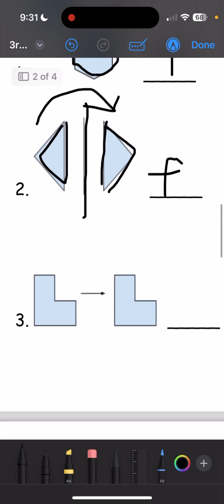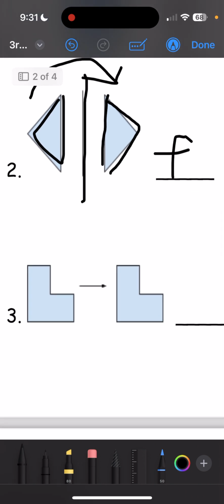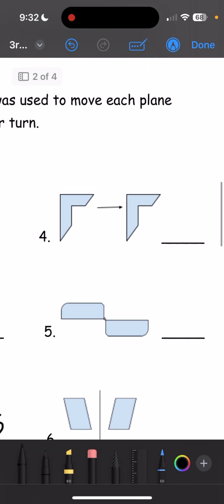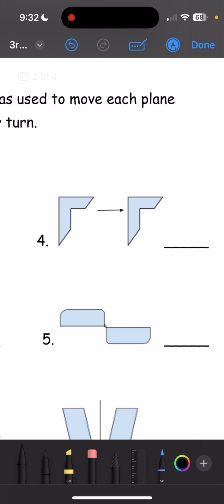Number 3, we could see that there is no rotations or no flips, but it just moves a little bit to the right. So that would make it slide. Number 4, same thing as number 3. Only movement we could see is going to the right, so this would be slide.